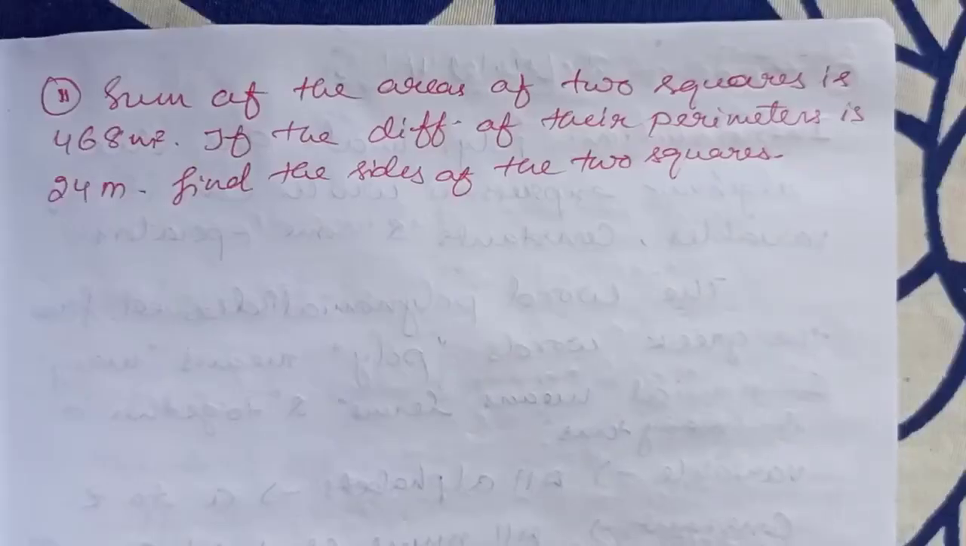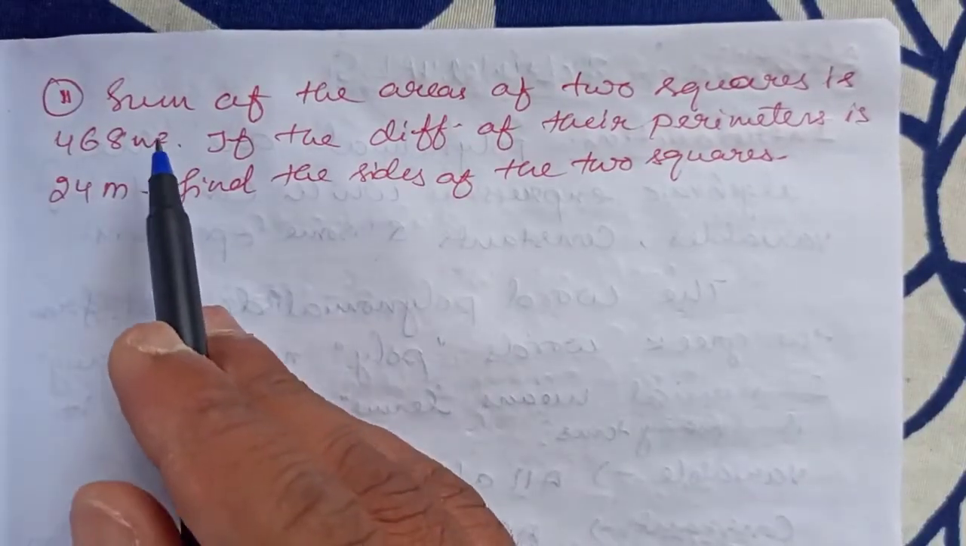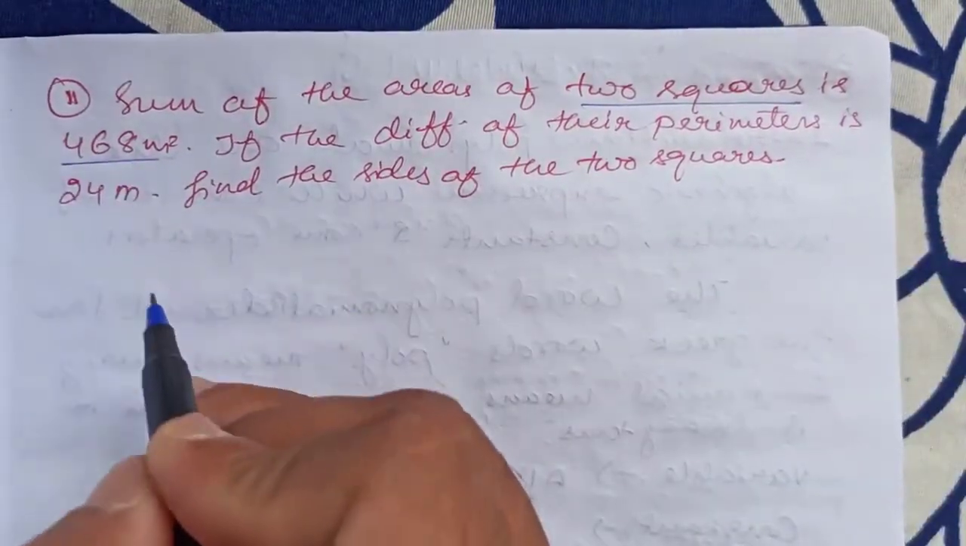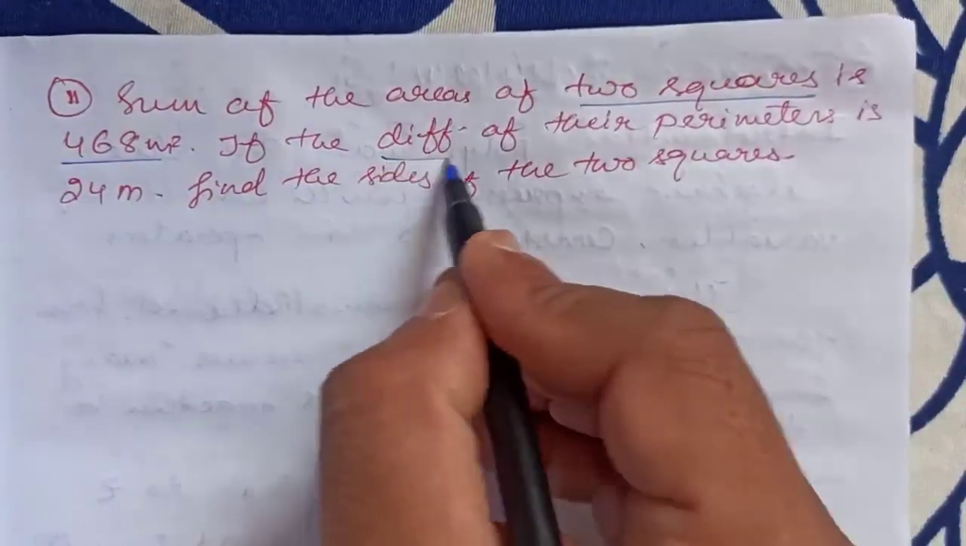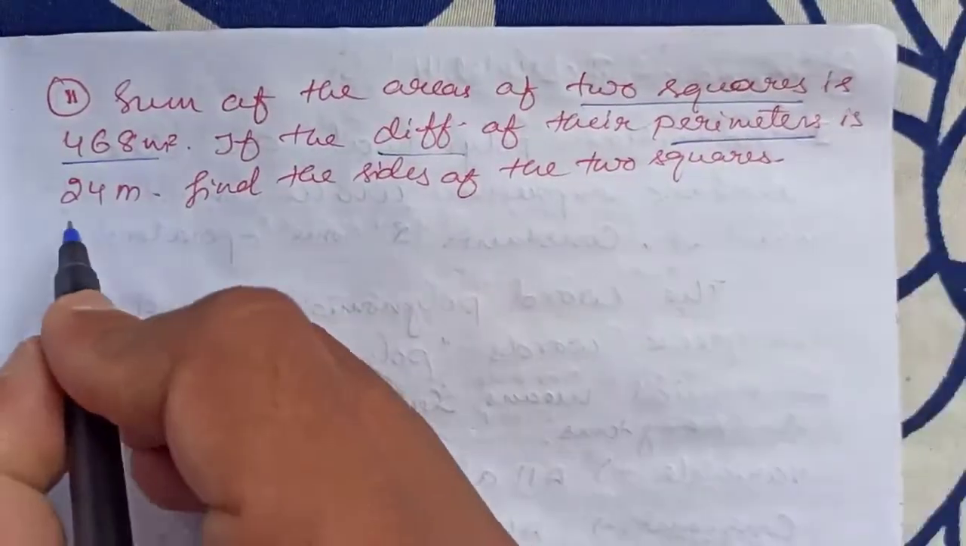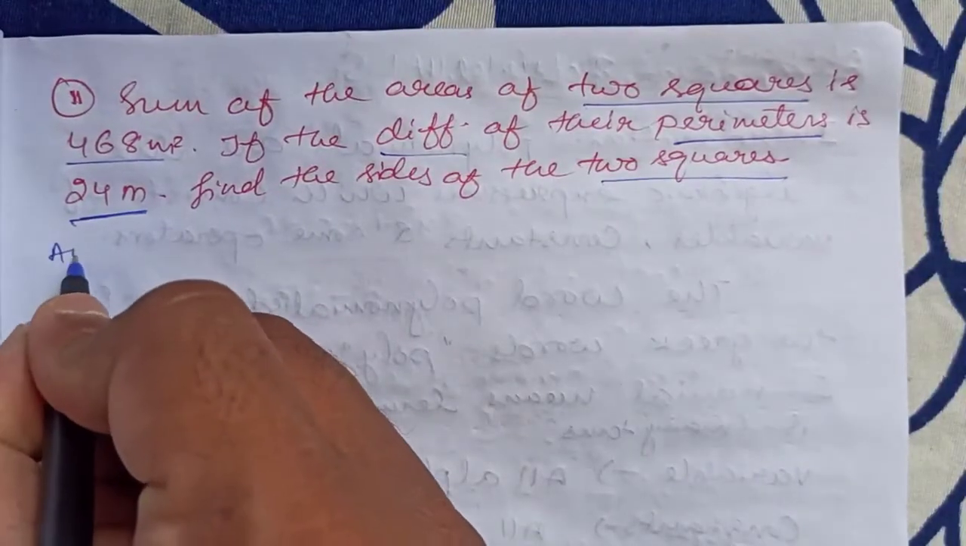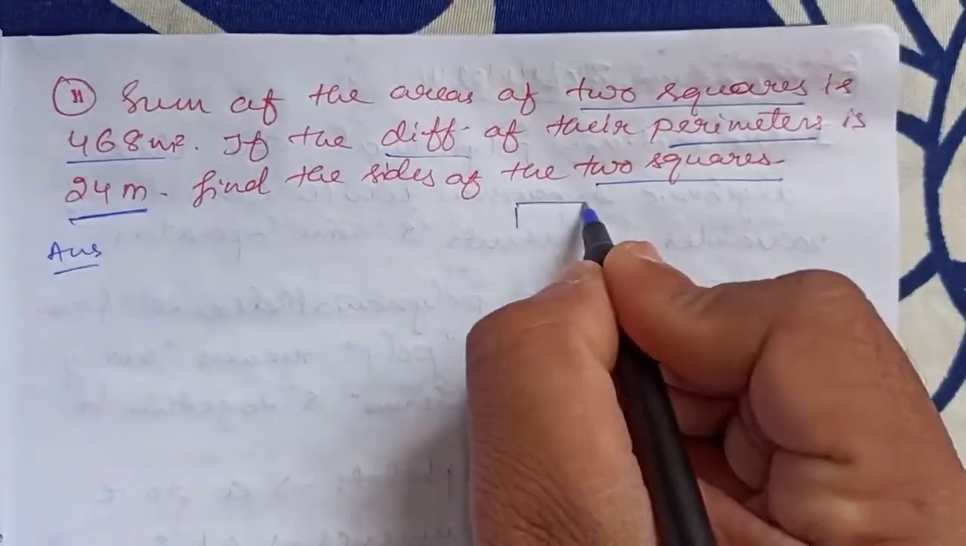Okay, next. Now question number 11. In question number 11 it is given: the sum of the areas of two squares is 468. If the difference of their perimeters is 24 meter, find the sides of the two squares. So here two squares are given.